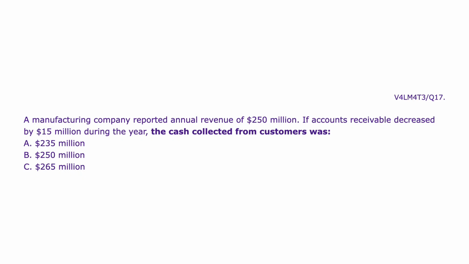A manufacturing company reported annual revenue of $250 million. If accounts receivable decreased by $15 million during the year, the cash collected from customers was A. $235 million, B. $250 million, C. $265 million.